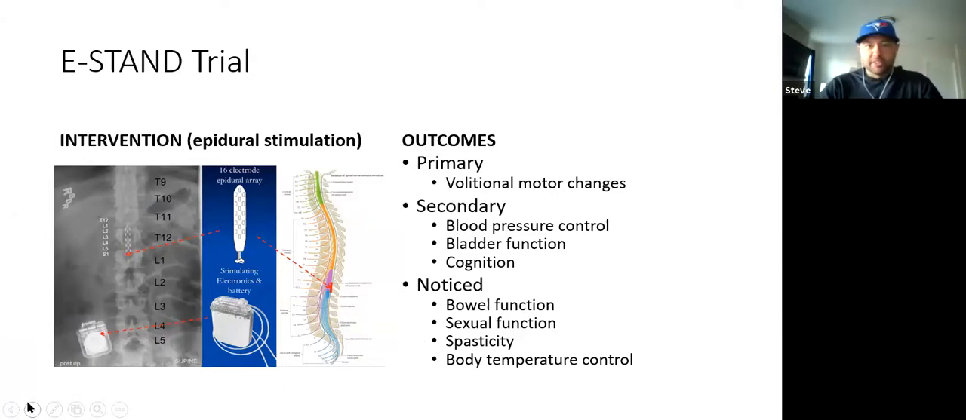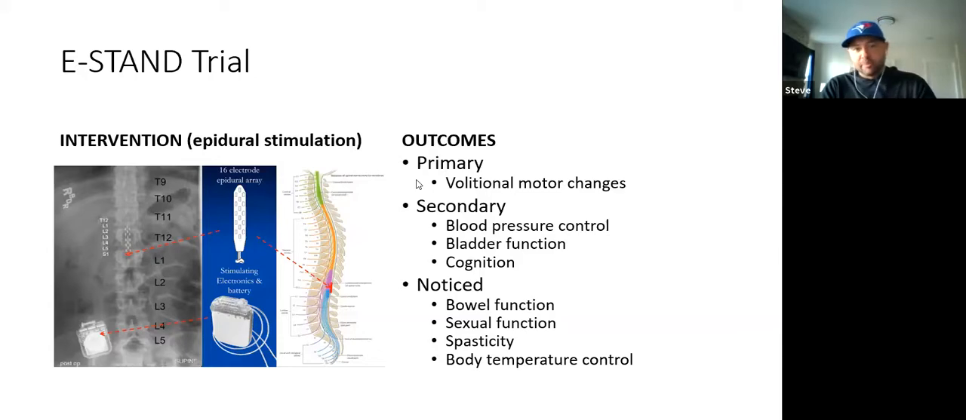Just a quick introduction on myself. My name's Steve. I work at Spinal Cord Injury Alberta. I have a T6 spinal cord injury, and recently I took part in a clinical trial, the ESTAN clinical trial, as you can see here. The stimulator that they implanted was very similar to the one that you can see on the screen.